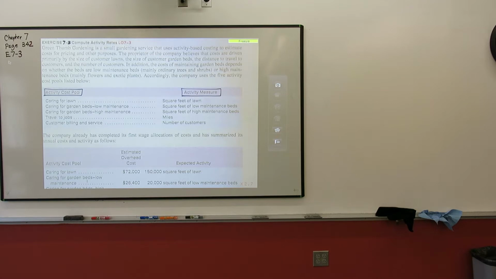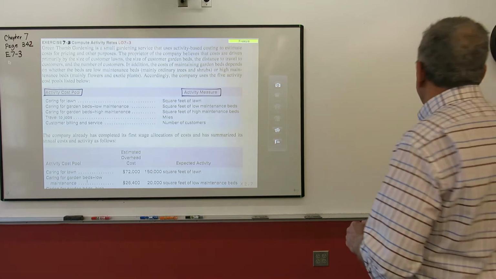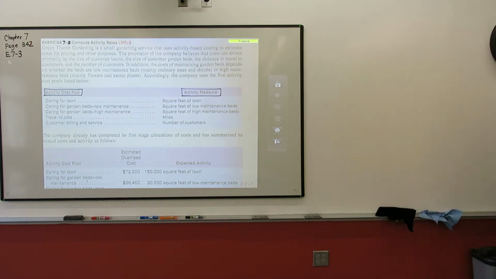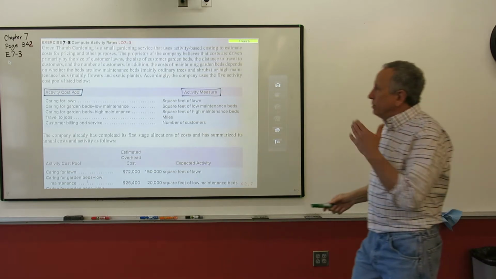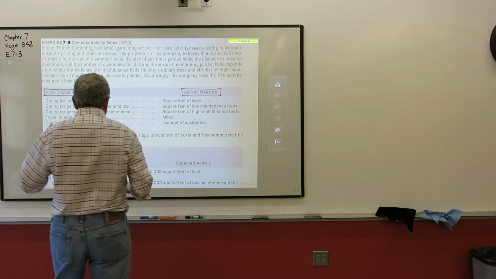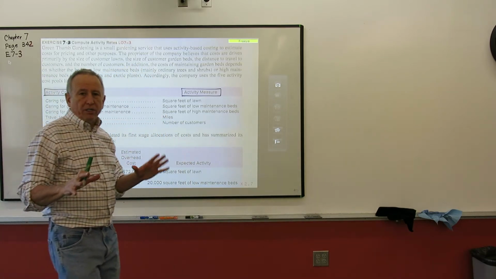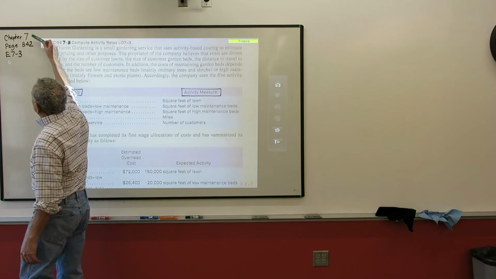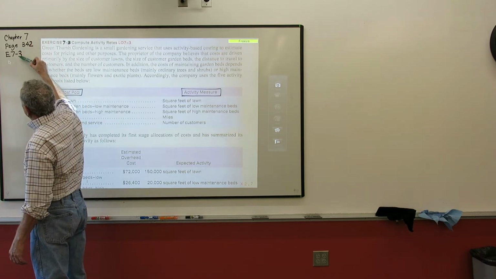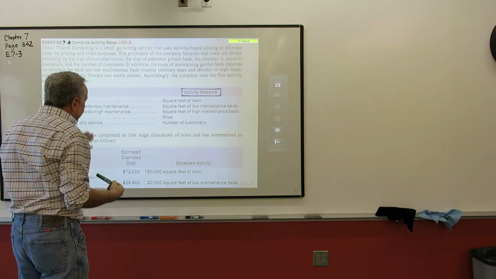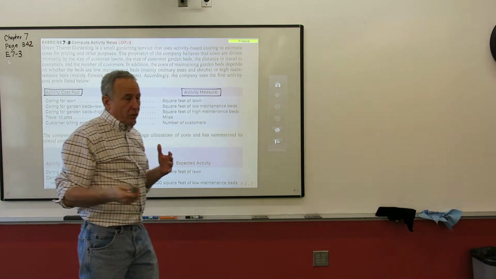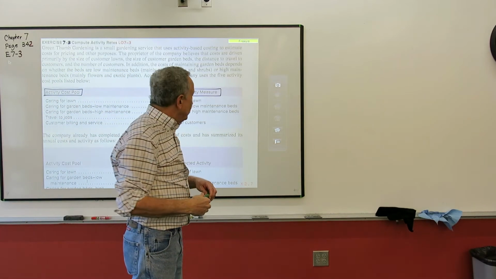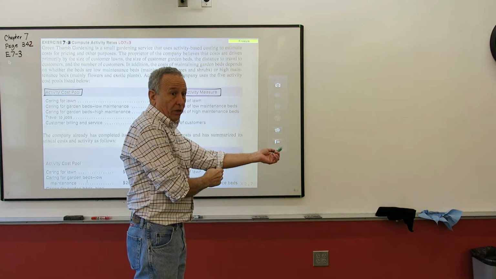Okay, here we go on exercise 7.3. All right, exercise 7.3, exact same topic, different company. We're still doing ABC costing, chapter 7. This is chapter 7, page 342, exercise 7.3. This is another company, but this one I really like. This one appeals to me because when I was a kid, I used to cut lawns for anybody who would hire me, basically.